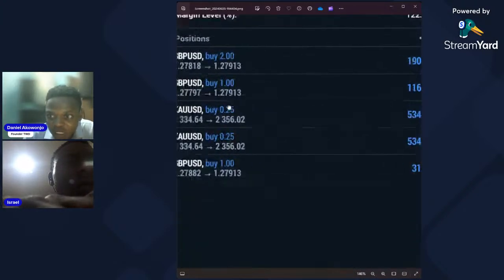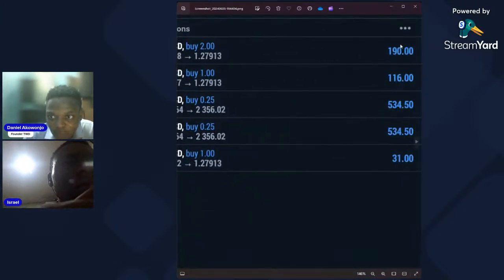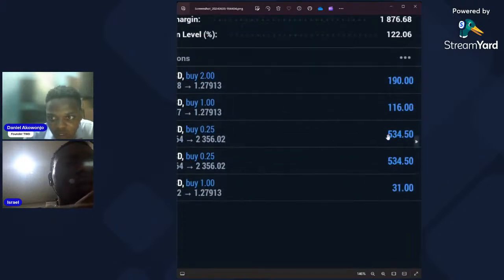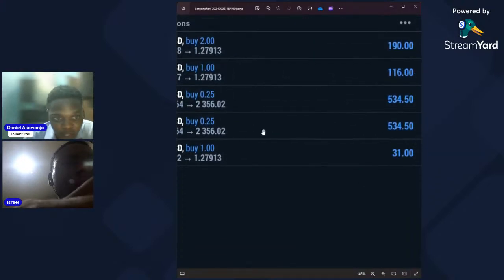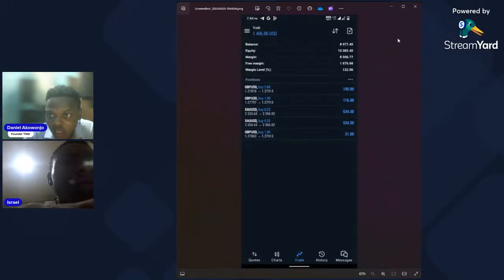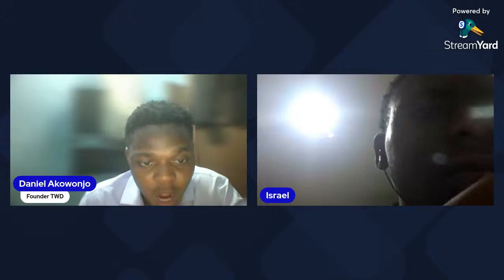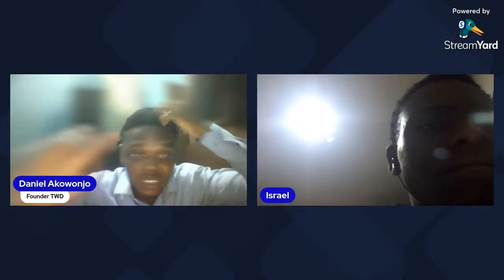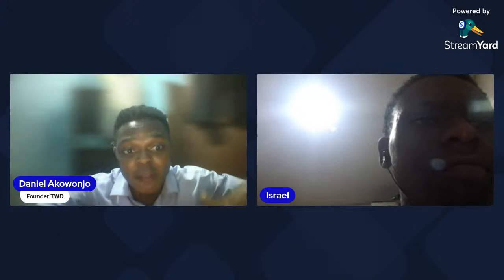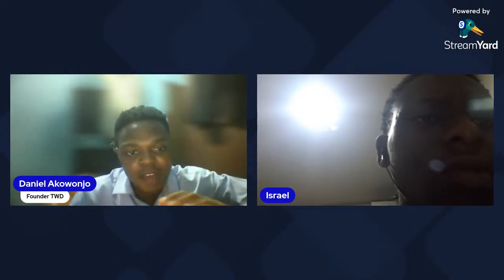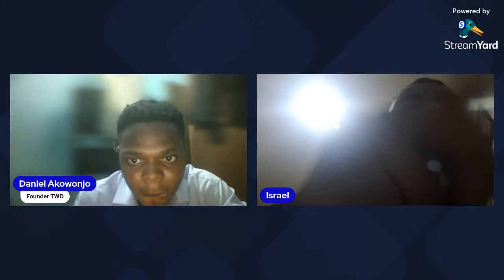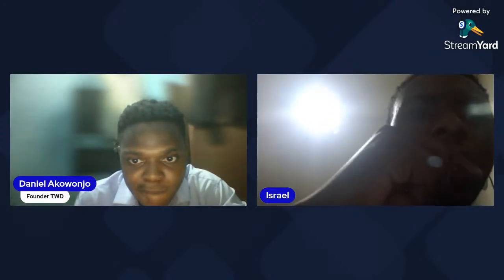So you can see that this lot size is what determines what I'm making. Do you understand? The lot size is what determines what this particular trade is making, pretty much how much you make. So a particular lot size actually depends on how much you have in your account. So if you have, like, $100, are you going to be the one to choose the amount you want to risk for that particular trade?